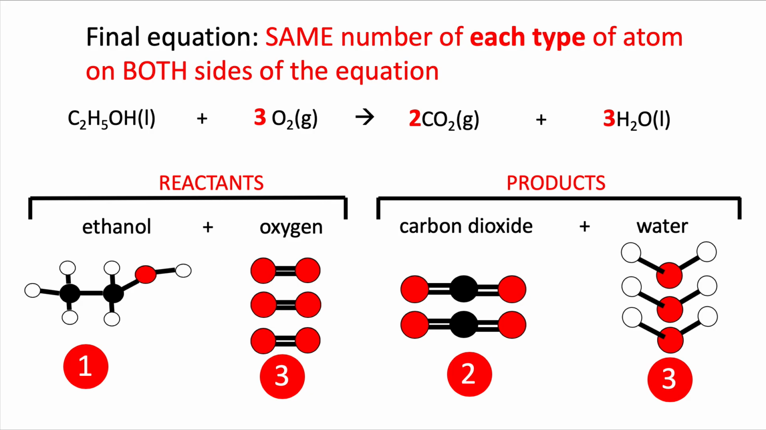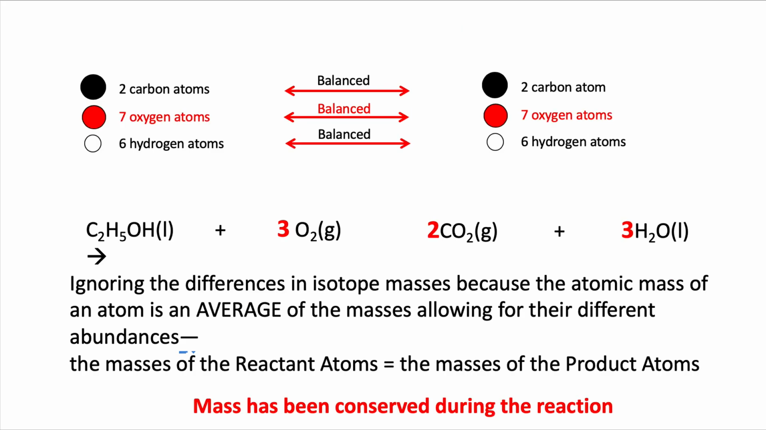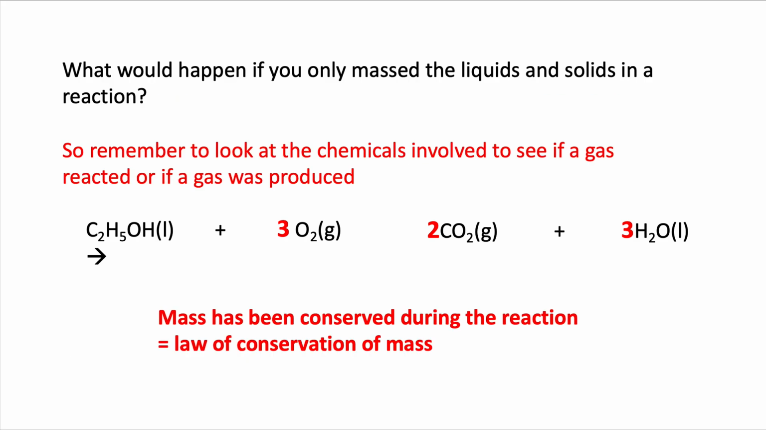Chemistry is magical, but not magic. You can't make atoms that weren't there in a chemical equation. But what we're saying now in terms of the law of conservation of mass, because you've got the same number of each type of atom on either side of the equation, your mass has been conserved during the reaction. And so that is your law of conservation of mass.